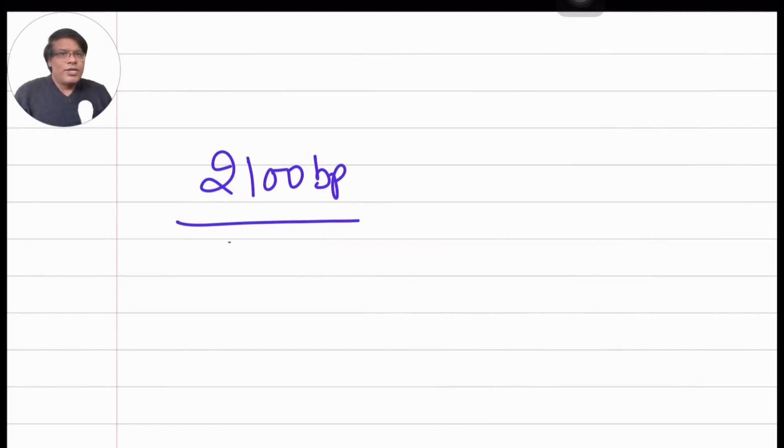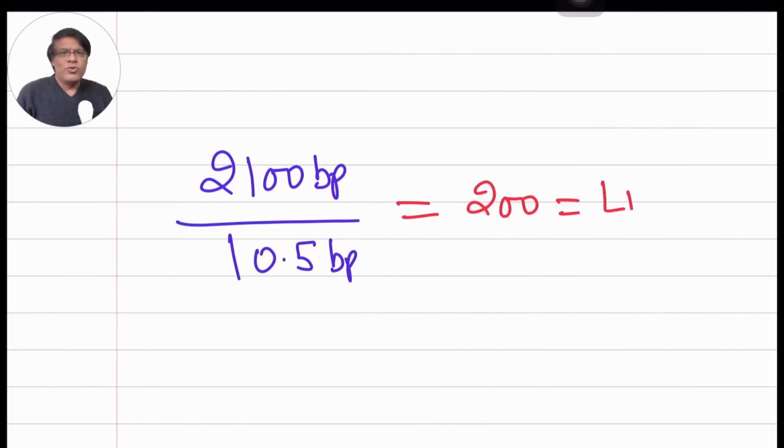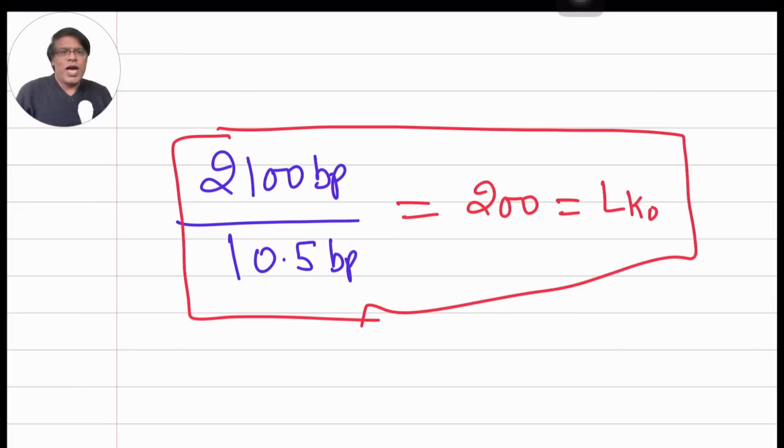Now take one example here. Let us suppose you have a DNA with 2100 base pairs. If you want to know the linking number, you can calculate it easily. Just divide it by 10.5. I have told you, within one turn of DNA, you have 10.5 base pairs. So if you divide 2100 by 10.5, it will come out 200. So this is the linking number. Hopefully it is very easy.